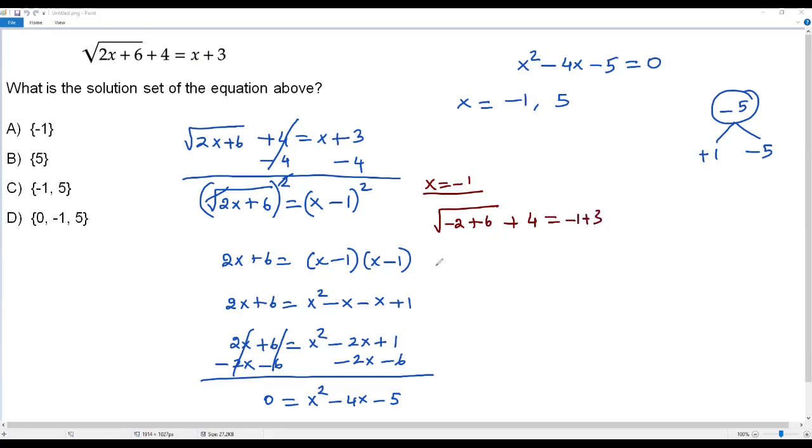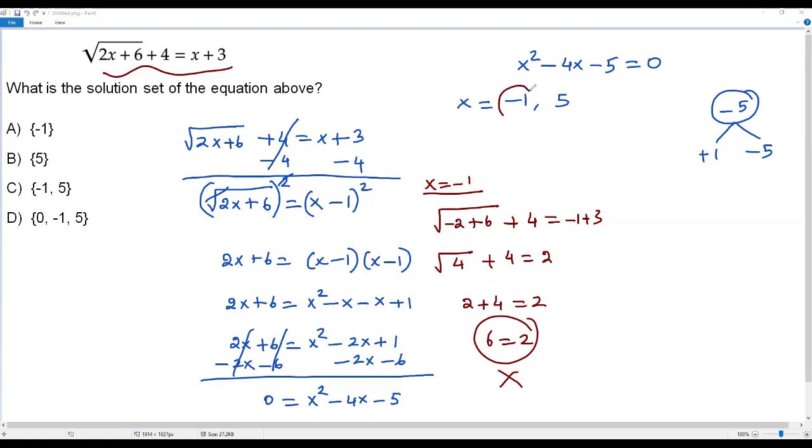positive 3. So I'm getting square root of 4, because when I combine negative 2, positive 6, positive 4, I get 4. And on the right side, when I combine negative 1, positive 3, I'm getting 2. We know that square root of 4 is just 2. 2 plus 4 equals 2? Then I'm getting 6 equals 2. So it's a false statement. That is, when I plug in x equals negative 1 into the given equation, the equation is not satisfied by this value. So negative 1 is not a solution for the given equation.